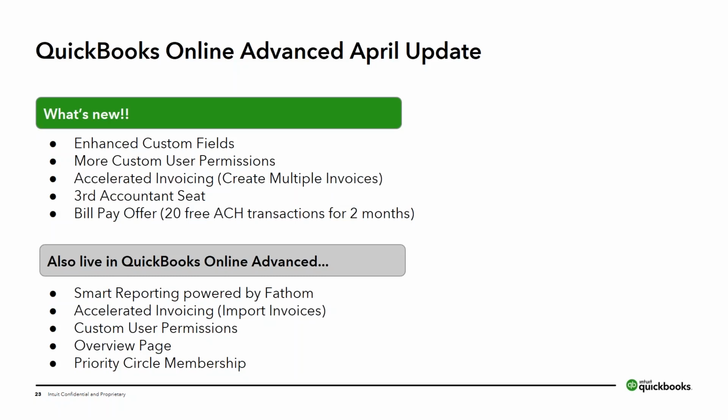In terms of what else is available for your clients in Advanced, we have customized and enhanced reporting, which we're calling Smart Reporting, that is powered by a partner of ours called Fathom. It gives clients a beautiful view of their books in more visual reports that help them get the information they need to make better business decisions. I touched on this briefly, but accelerated invoicing is the opportunity to import multiple invoices at the click of a button.